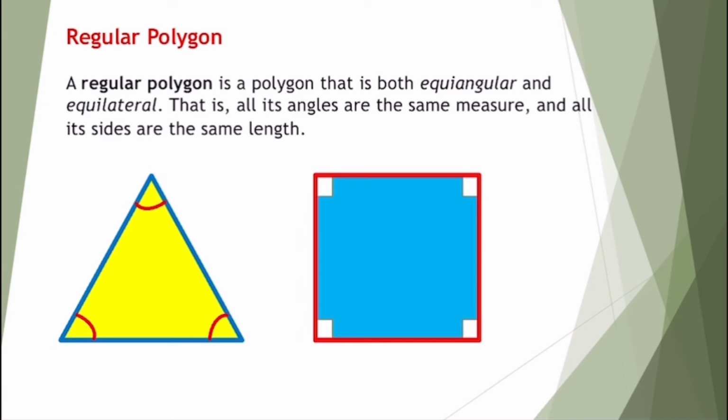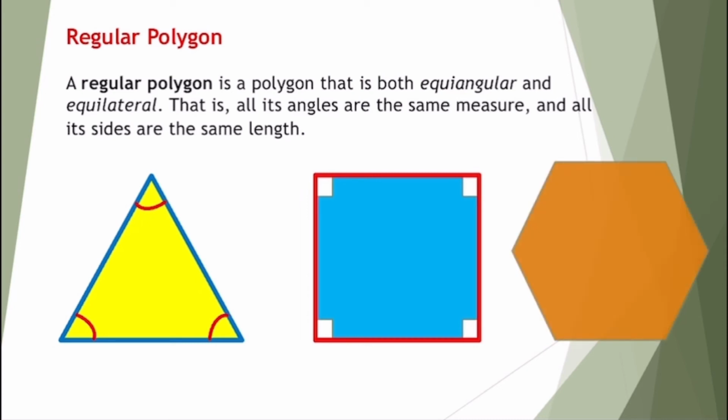Instead, the word regular is used to describe them. For example, a regular hexagon. A regular hexagon is a 6-sided polygon whose angles and sides are congruent.